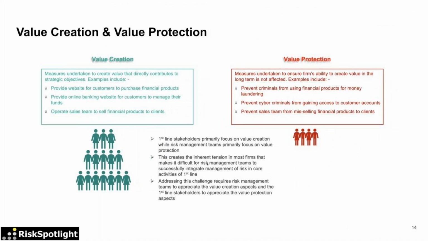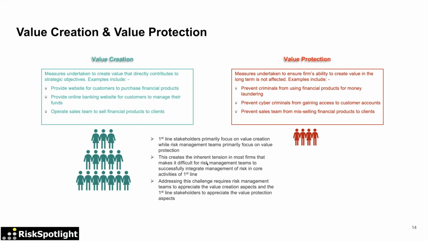And this is where that friction comes in, because where the first line team is focusing on value creation, the second line team is focusing on value protection. And then there is that tension where the second line is not appreciating what the first line is trying to do, and the first line is not appreciating what the second line is trying to do, because we are sort of engaging in cross purposes.